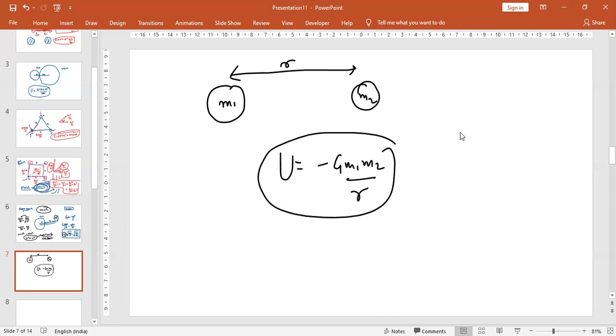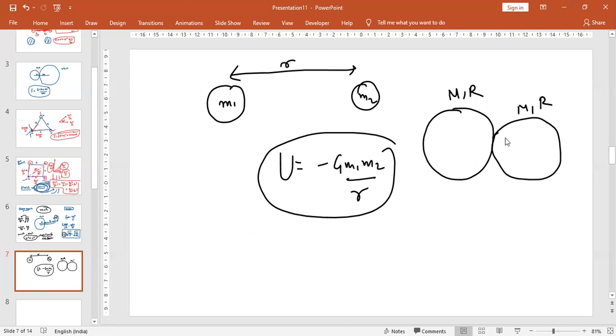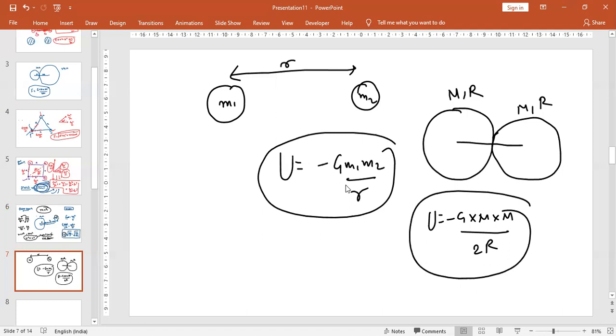between the centers. So suppose I give you a question like this, that we have a mass m of radius r. Suppose we have another mass m of radius r. So what is the potential energy between these two masses? So U will be minus G into first mass into second mass. And what is the distance? So distance will be 2r. There is no square here. And also there is a negative sign here.